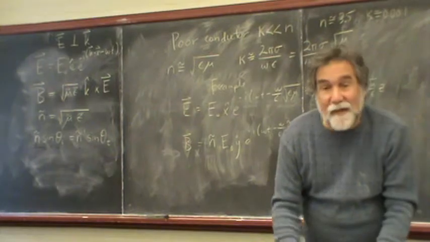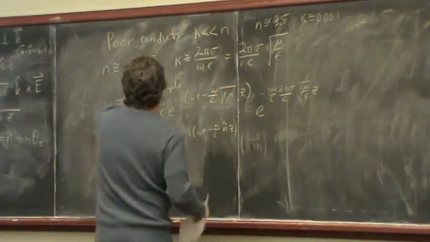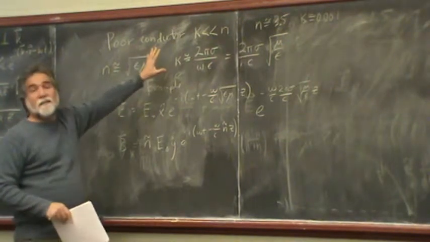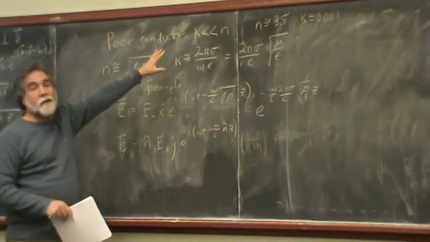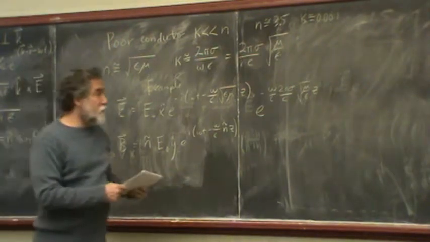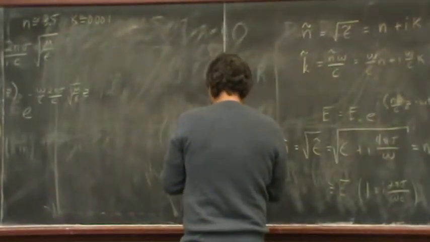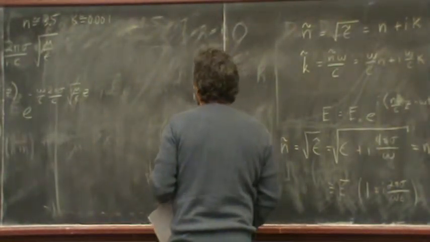So the Poynting vector gets a little bit more complicated as well. But as long as the conductivity is low, or kappa is small compared to the index of refraction, you're good to go. You can ignore everything else. How about for a good but not great conductor?